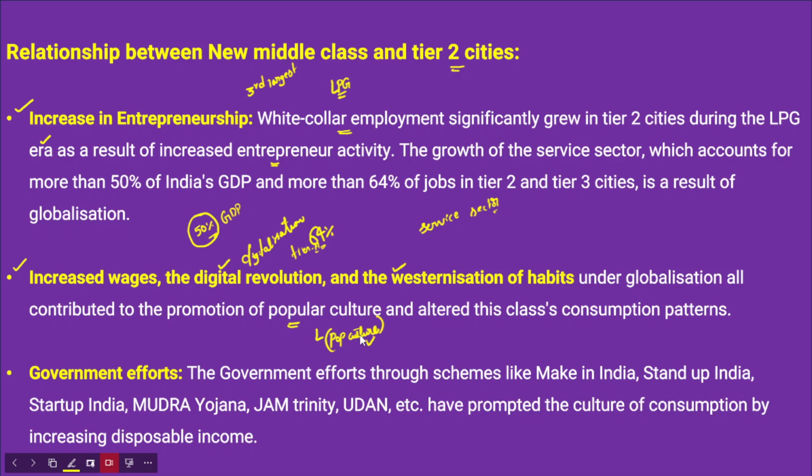And these increasing wages, westernization of habits and the digital revolution have led to the promotion of pop culture in these tier 2 cities, and this popular culture has altered the consumption patterns of the people who are living in these tier 2 cities in general, and the middle class in particular. So apart from that, the government has also recently come up with several initiatives for the development of these tier 2 cities. So the development which is eco-friendly, sustainable, inclusive.